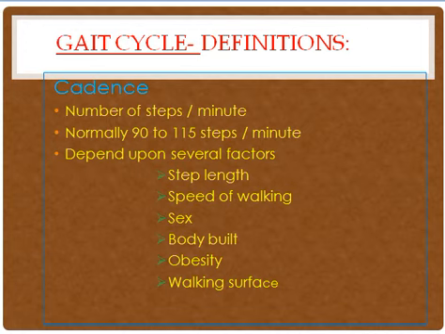There are several factors which would influence the cadence of a person. One could be the step length, the speed at which the patient is walking, that will affect the number of steps. Gender, males and females have different cadences. Body build, like small stature and larger stature, will have different cadences. Obesity and the walking surface. If it is uneven, the patient will take more time to walk. So the cadence will increase.